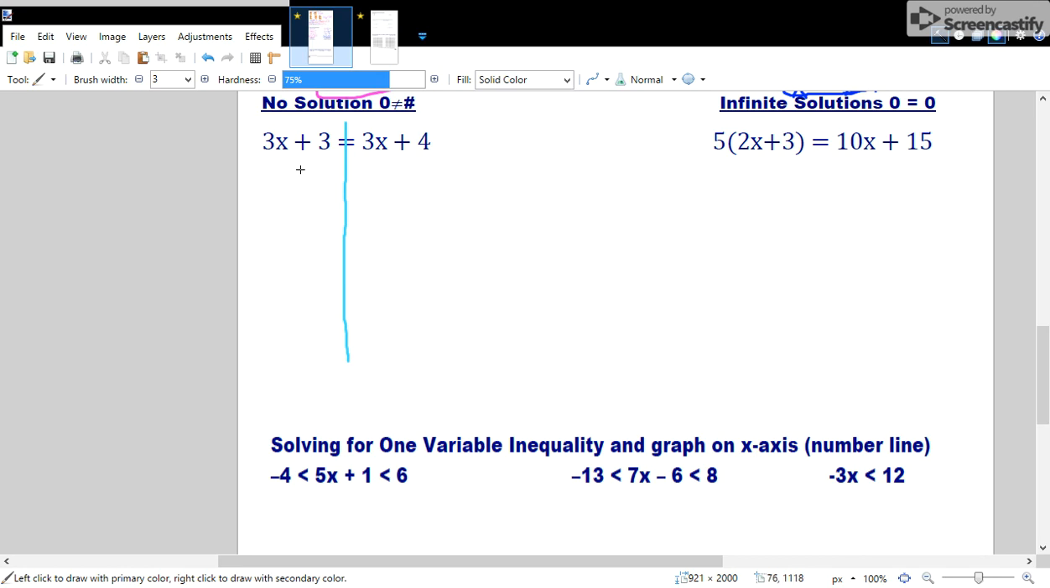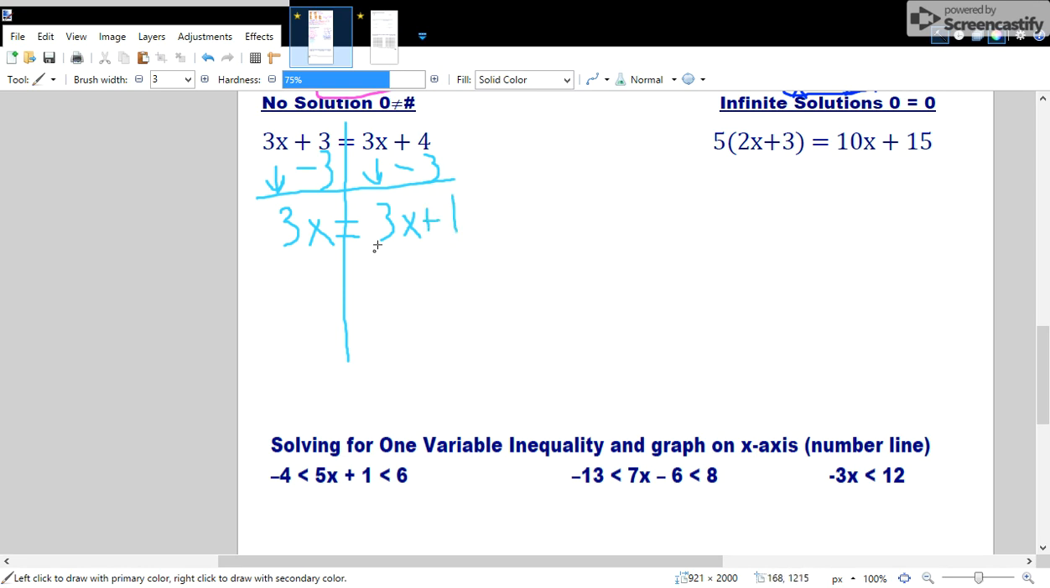So we'll go ahead and do the same thing we did on the previous examples. Subtract 3 from both sides of the equal sign. Break down our 3x. 3 minus 3 is 0. Break down our other 3x. And then 4 minus 3 is 1, so we have a plus 1.